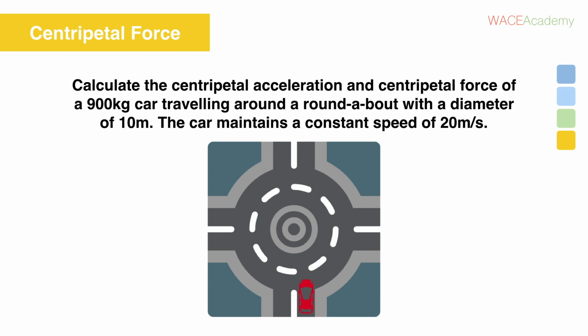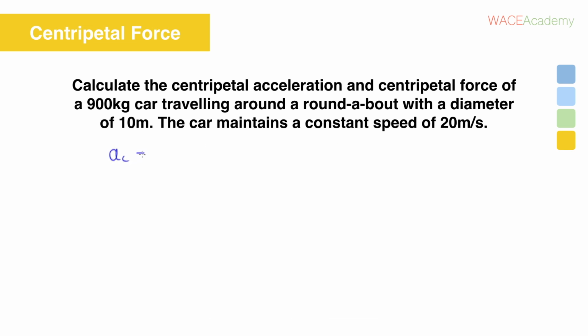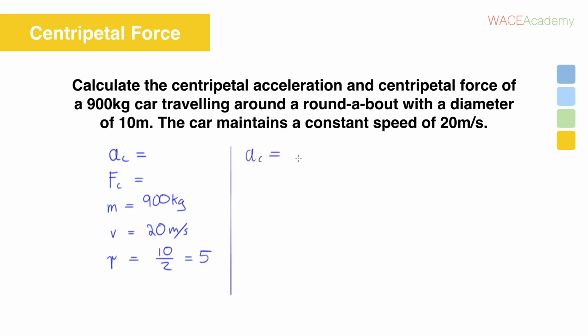As per usual, first we'll pull up the equations we'll need to use. So this will be centripetal acceleration and centripetal force. Then we're going to make a list of all the variables we need to know and fill in the ones we already know. The mass of the car is 900 kilos, its velocity is 20 metres per second, and the diameter of the roundabout is 10 metres. But be careful, we need radius, so 5 metres.